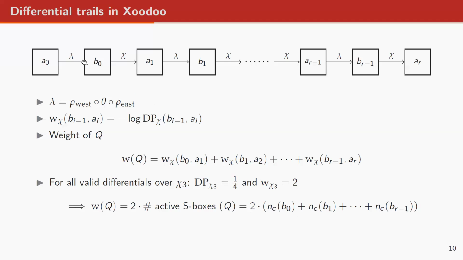So if the trail is valid, and if we look, for instance, at this differential over chi, the number of active columns in B0, at the input of chi, is the same as at the output of chi. So we can actually rewrite the weight of the trail in this way. And with this expression, it becomes quite evident how the weight of the trail is independent of the actual value of the differences A0, B0, and AR. In other words, all trails that share the sequence of differences from A1 to BR minus 1 and differ only in AR and the first two differences actually have the same weight. So the class of these trails is what we call a trail core.